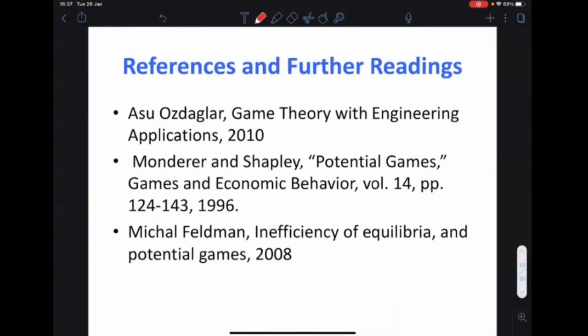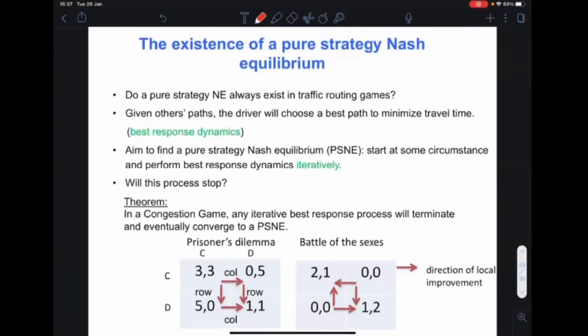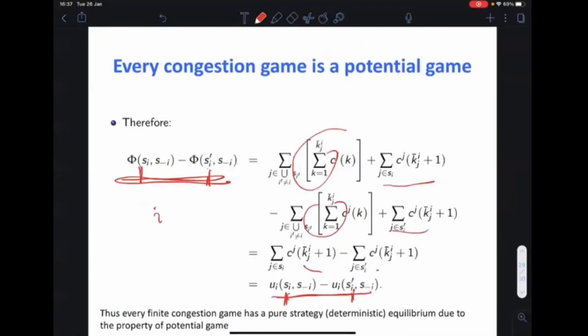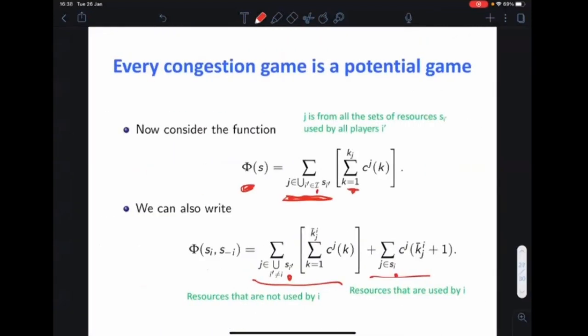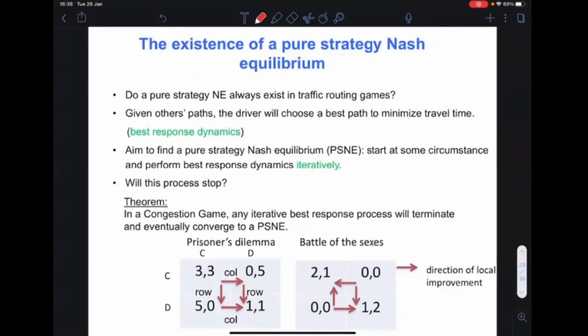For every traffic routing game, it's been proved that it is always a potential game. You can always find a potential function. You can always define the potential function like this, and therefore you can show that indeed it is a potential game. Because in a potential game, a pure strategy equilibrium always exists.